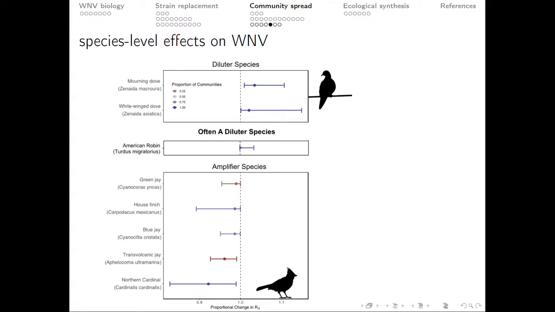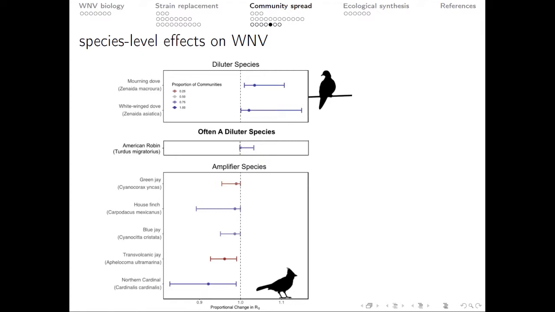And then we say, well, what if there weren't any mourning doves in that community anymore? What if we went out and shot all of the mourning doves? Well, our estimated R0 goes up. And this is the range across all communities, well, the 95% range across communities. And that means that mourning doves are actually diluters. When you take them out of the system, West Nile virus transmits better than when they were there.